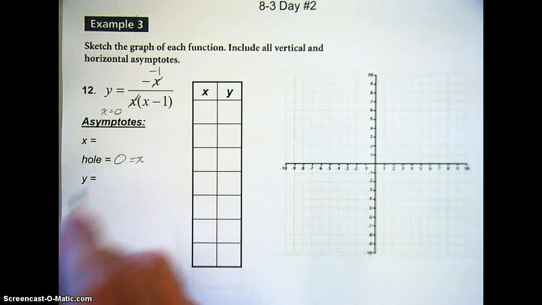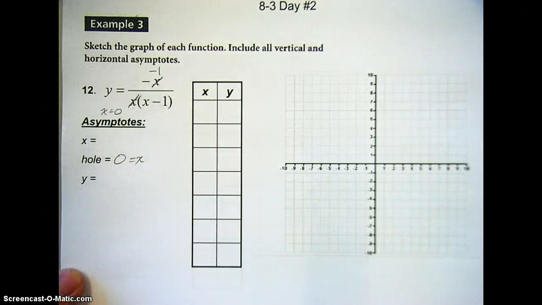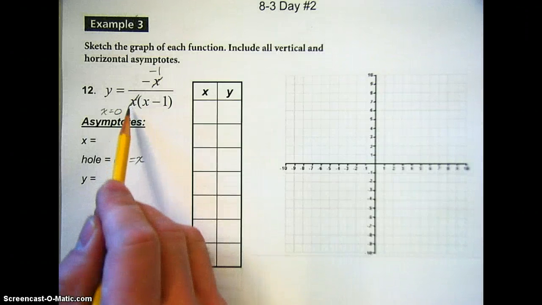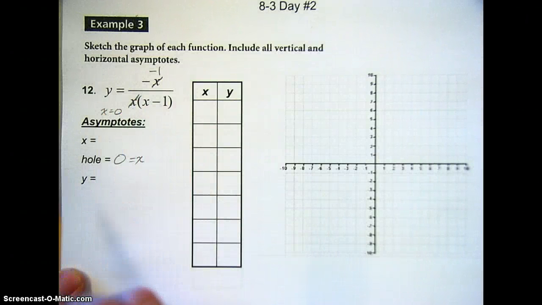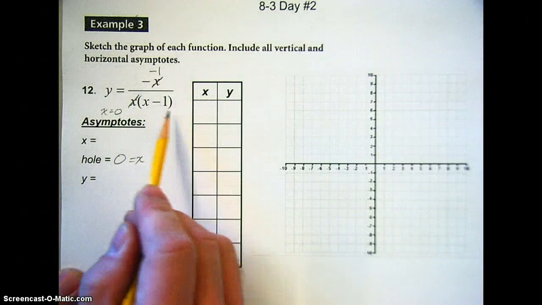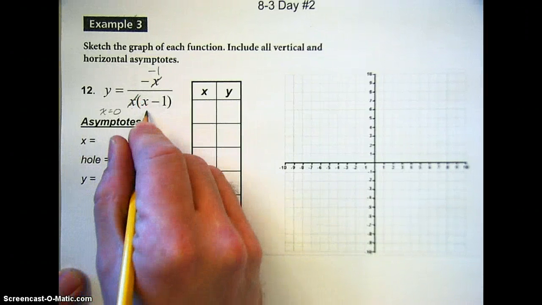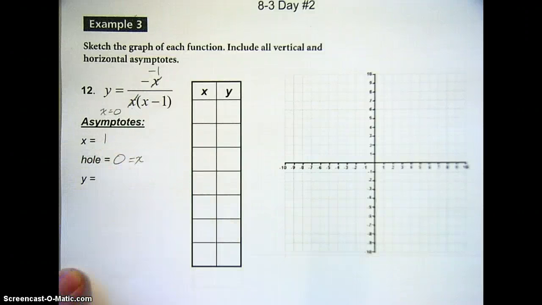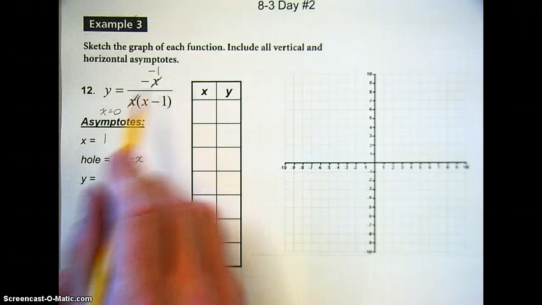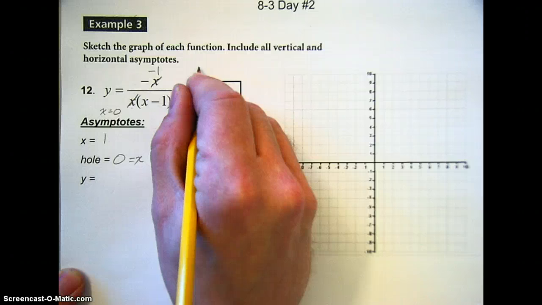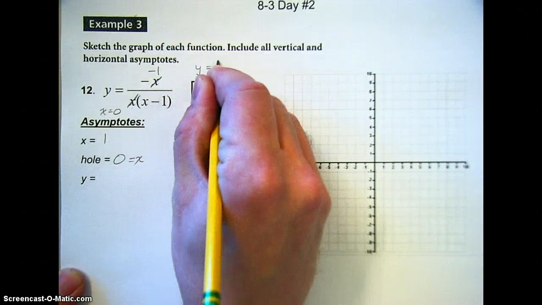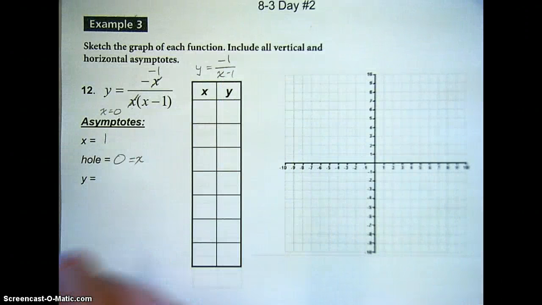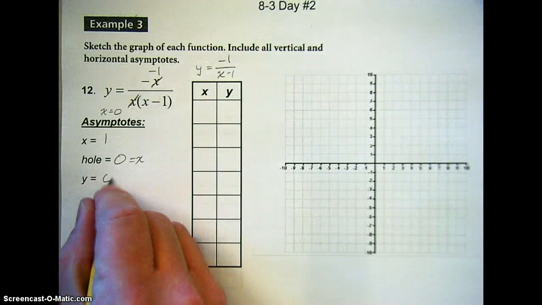Whenever you have a value out here, you're not adding or subtracting anything to x. It's just 0. Okay? X minus 1 equals 0 when? At 1. So that's your x asymptote. What's your h value? Yeah, it's 0.